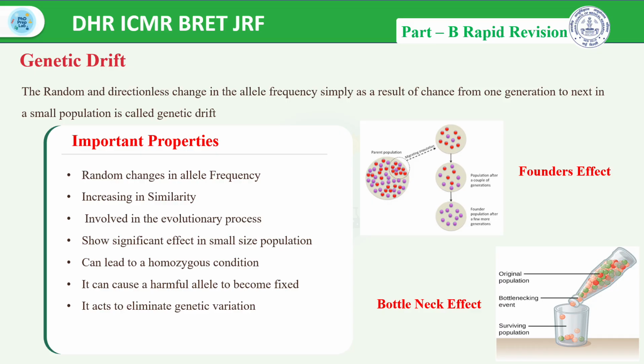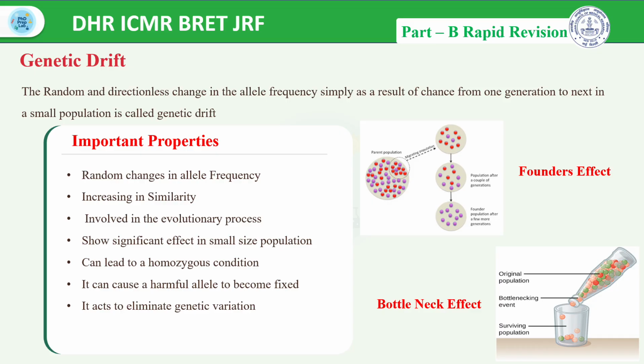Now, genetic drift could be of two types. It could occur via bottleneck effect or it could occur via founder's effect. So these are the two types of genetic drift. So these are the changes, how they occur is first about founder's effect.